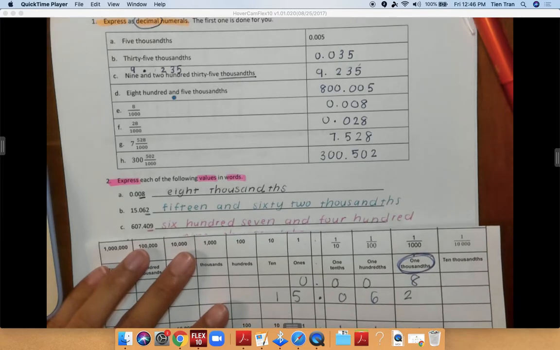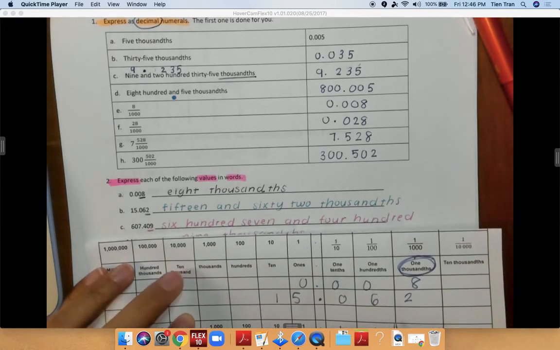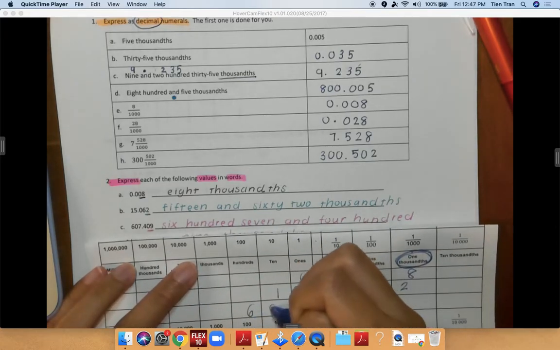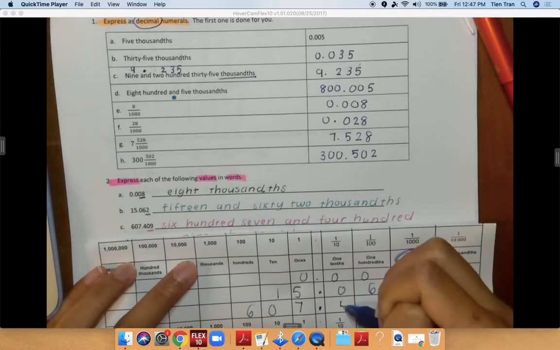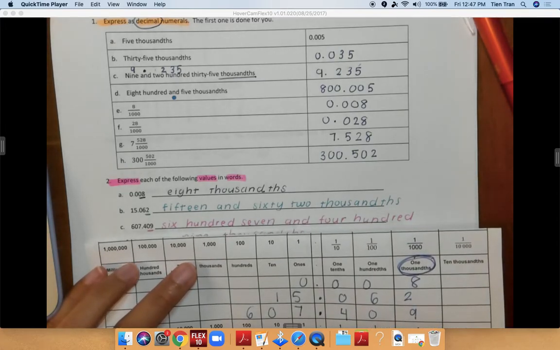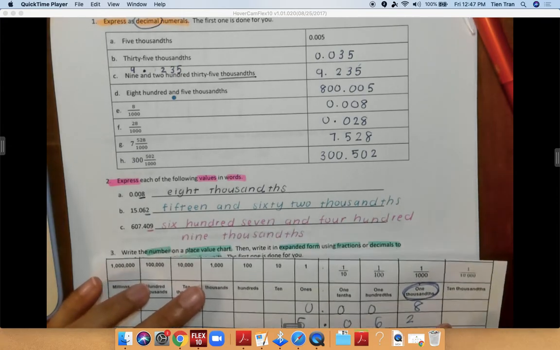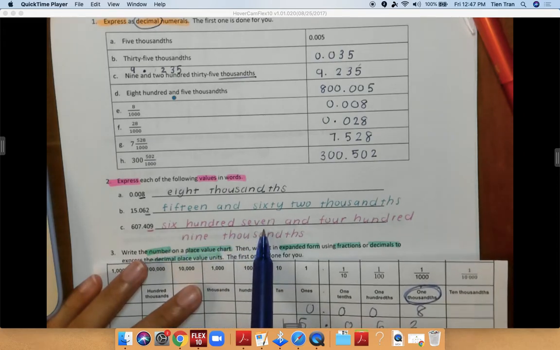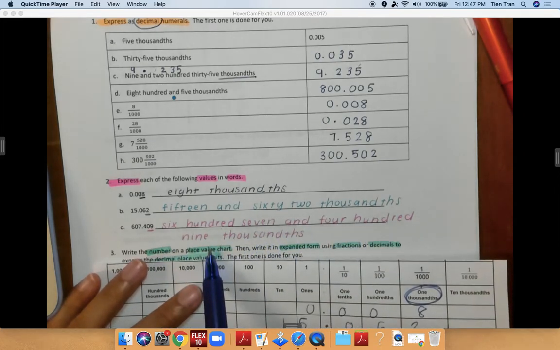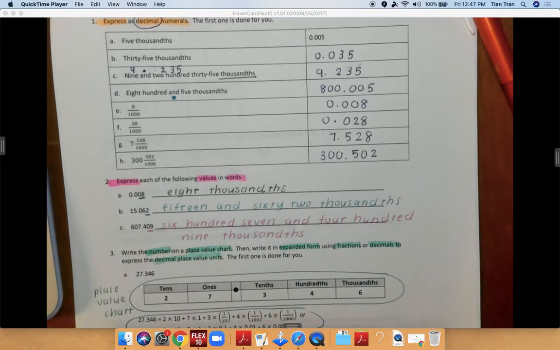Now, our next number is 607 and 409 thousandths. Again, it's in the thousandths place. 607 and 409 thousandths. The 9 is in the thousandths place. The last number is the only number where you're going to say what place value it is in, okay? So written down here is 607 and 409 thousandths.